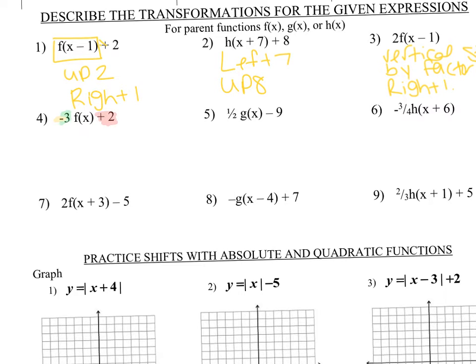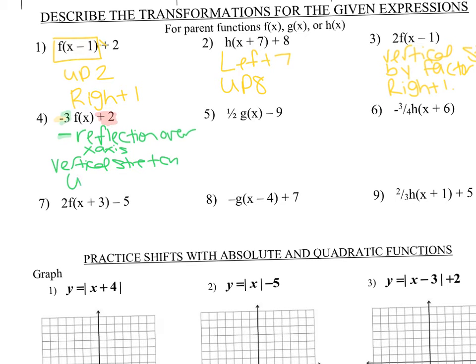So that negative is the reflection over the x-axis. The 3 is your dilation, which is a vertical stretch. And then it's going up 2 units.